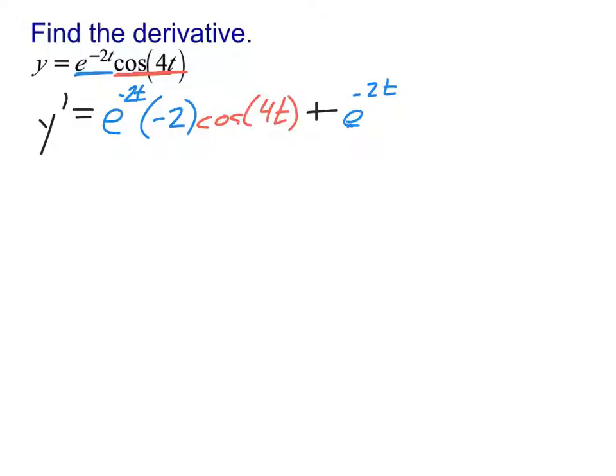So I do the derivative of the outer function. The derivative of cosine is negative sine. So it's going to be negative sine of the 4t. And then that is times the derivative of the inner function. So then that's times the derivative of 4t, which is 4.